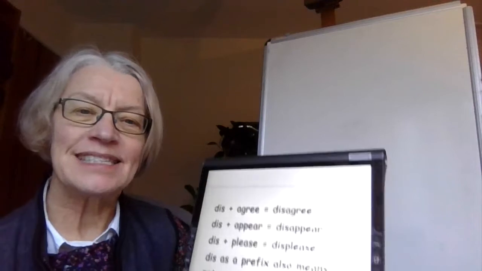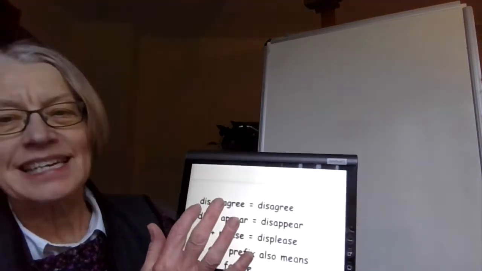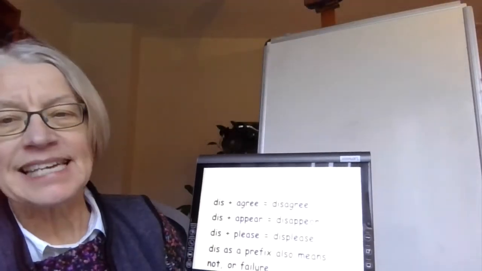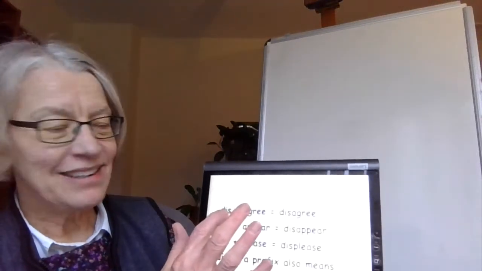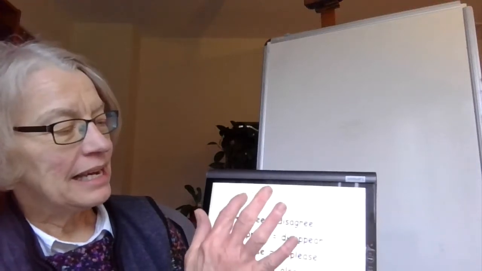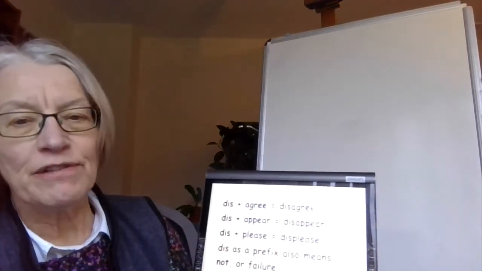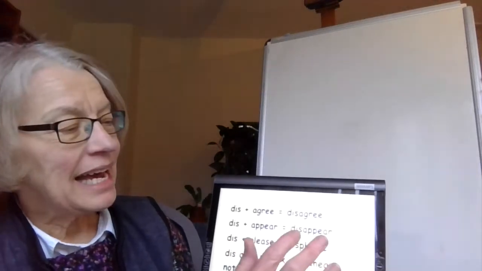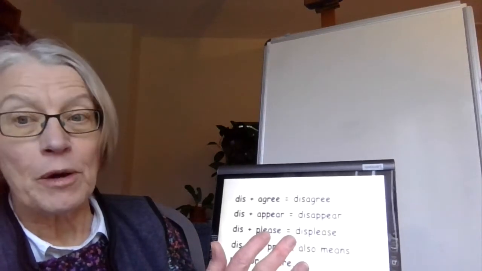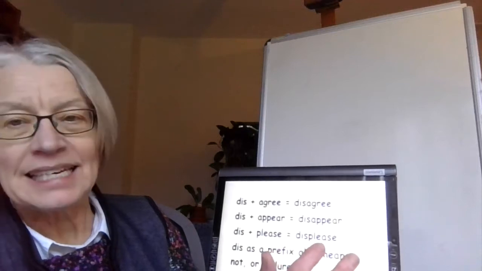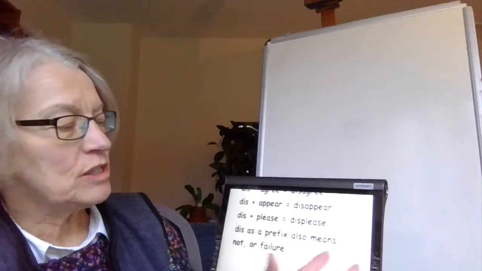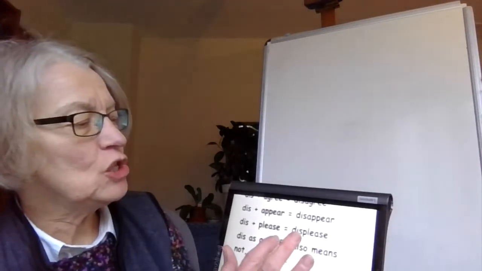Here's another prefix. This prefix is composed of the letters D, I and S. Dis. So dis in front of agree makes disagree. Dis in front of appear makes disappear. Dis in front of please makes displease. So dis as a prefix also means not, or a failure to do something.